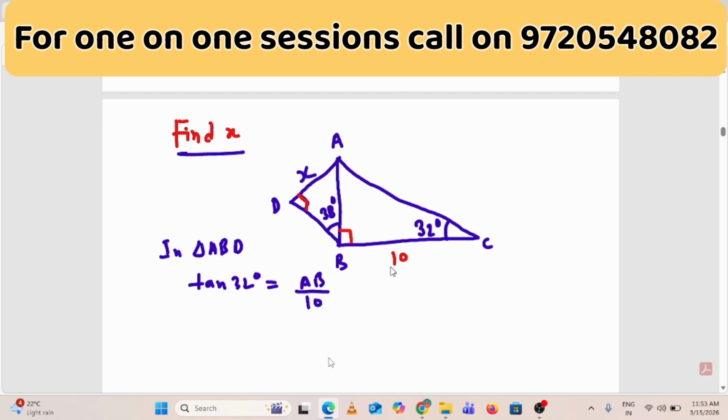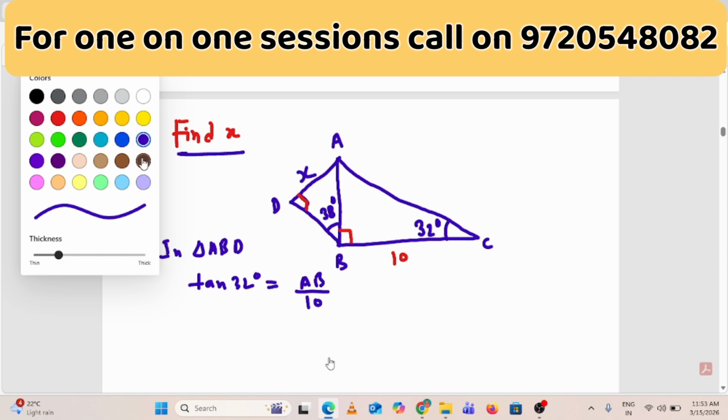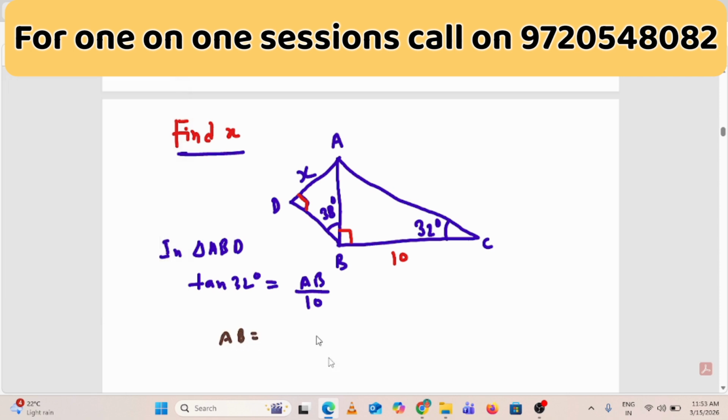Opposite over adjacent, correct? So you can easily find AB. So length of AB is equal to 10 times tan of 32. Got it? So what is the answer? Tell me. 6.24. Right? Okay. So AB is 6.24.